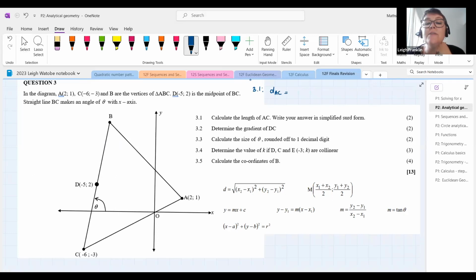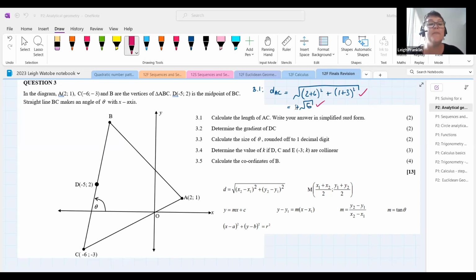So calculating the length of AC, you would have had (2 plus 6) squared plus (1 plus 3) squared, and that would have given you 4 root 5. I hope that's visible to everybody. So a mark for subbing in and a mark for the answer. It would be out of 2. That's it, Rafense. Well done. Lesejo, that's right.